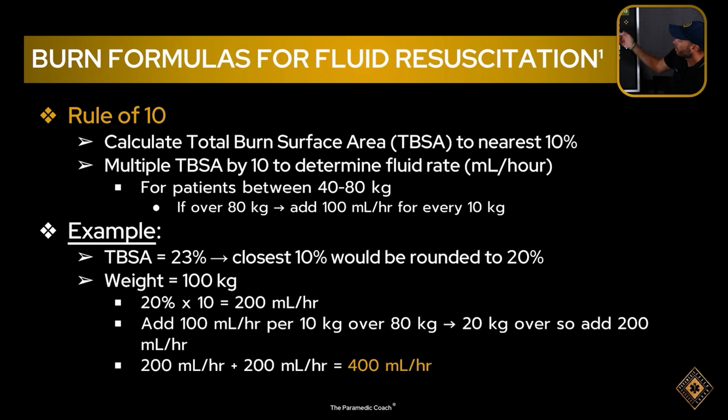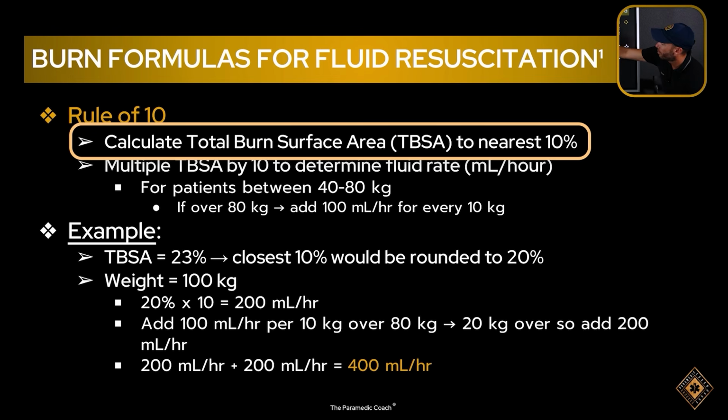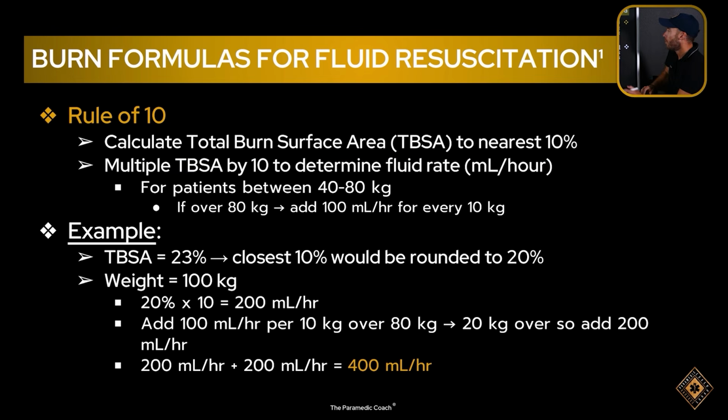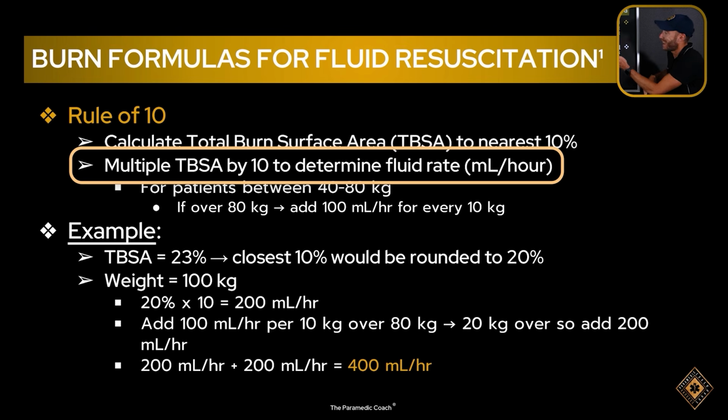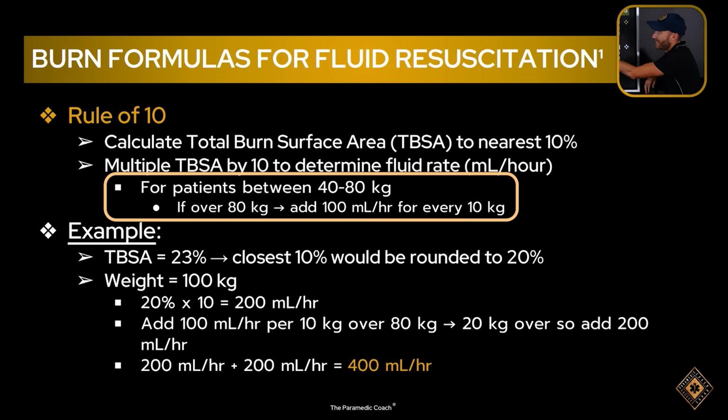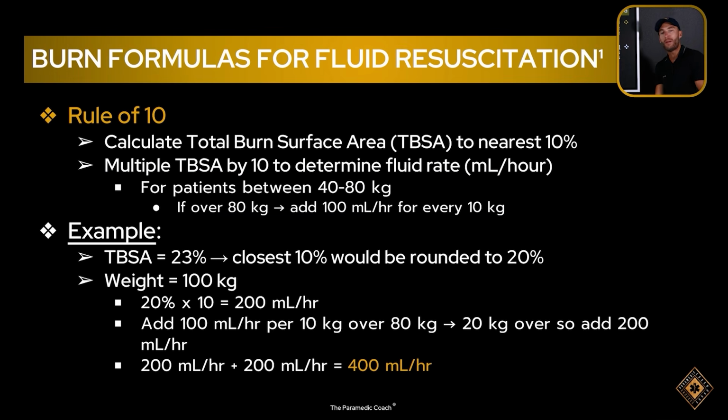Now, there is also, you may have heard, the rule of 10. Let's break it down, okay? Rule of 10: we calculate the total burn surface area to the nearest 10%. So, multiply TBSA by 10 to determine the fluid rate. For a patient between 40 and 80 kilos, or over 80 kilos, we add 100 mLs an hour for every 10 kilos. Now, for me personally, I think the first system, our Parkland system, is a little easier to remember, but I do want to just share this with you here.